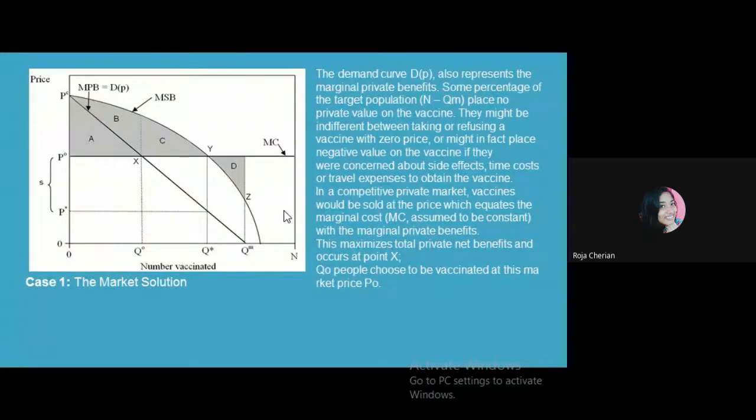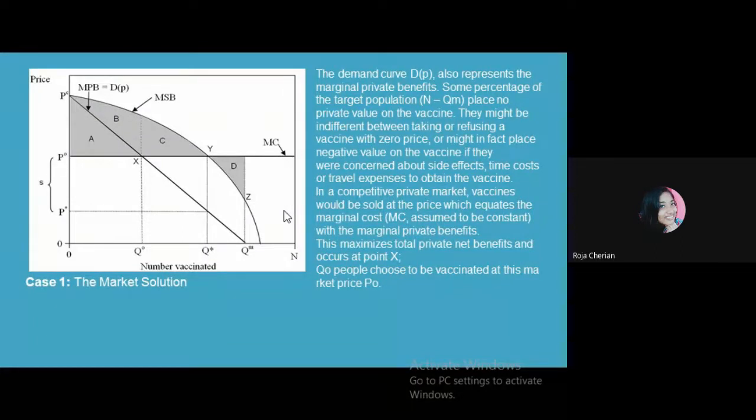We know that in a competitive private market, vaccines are sold at the price which equates the marginal cost with the marginal private benefit. Here it happens at point X. So at that point, with Q0 people vaccinated and with the market price P0, it maximizes total net private benefit. And also here we can see that marginal cost is constant. It is parallel to the x-axis.